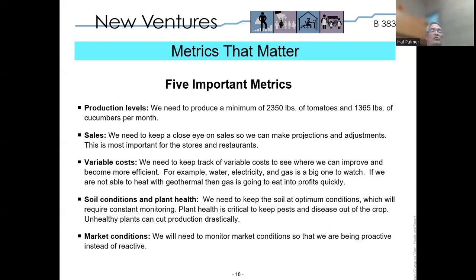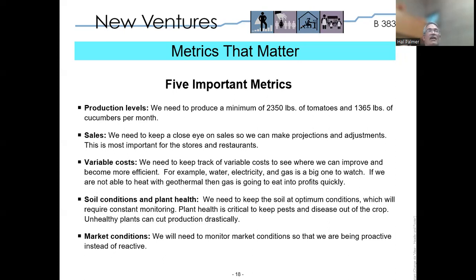We want to keep track of variable costs. This is a very important one because variable costs are one of the opportunities where you can possibly improve and become more efficient. For example, water, electricity, and gas are big ones to watch. If we are not able to heat with geothermal, then gas is going to eat into the profits quickly.